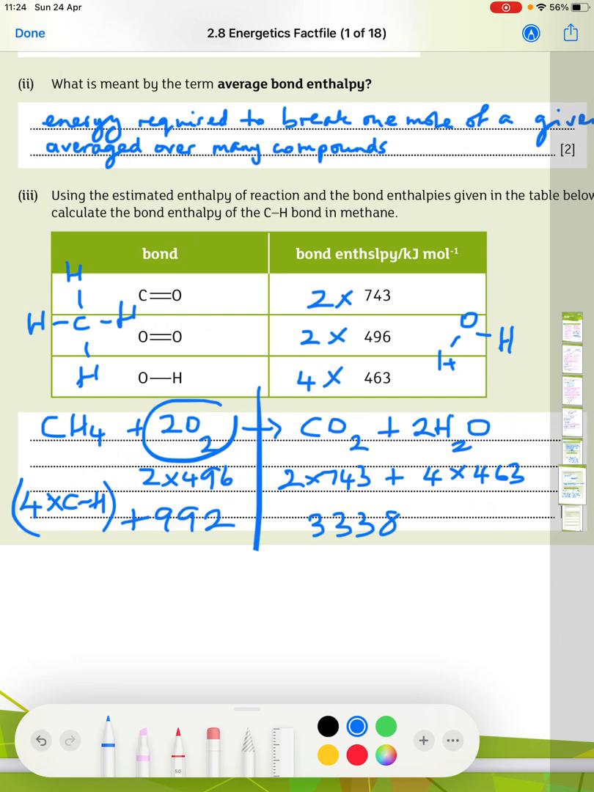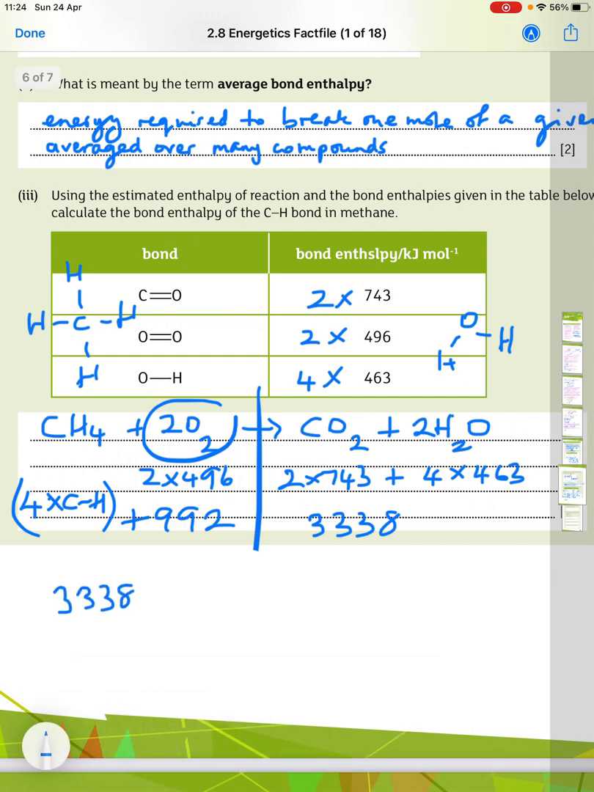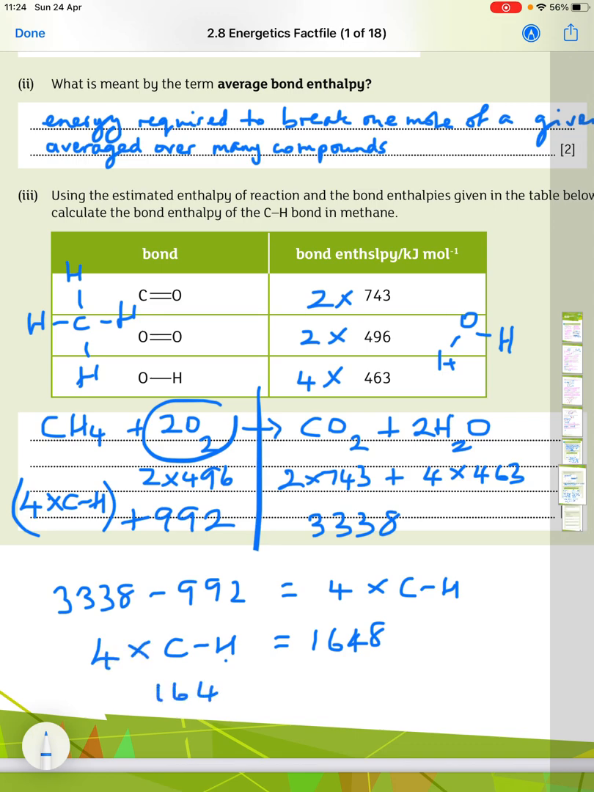So a little bit of maths, 3,338 take away 992 is going to give us 4 times the carbon to hydrogen. So that gives us 1,648 for 4 of them. So we divide that by 4, 1648 divided by 4 is 412 kilojoules per mole.